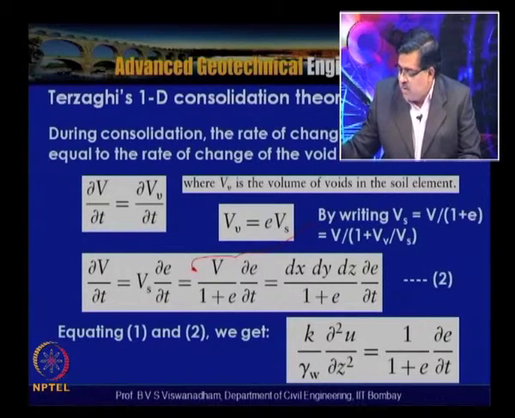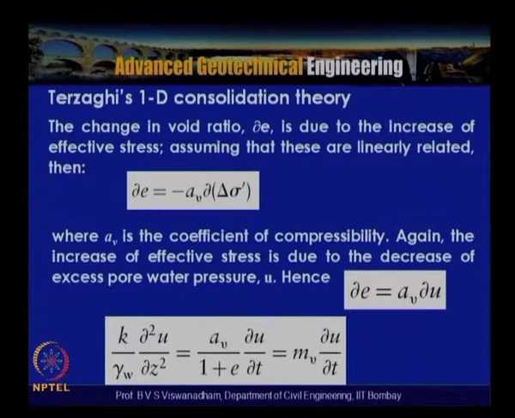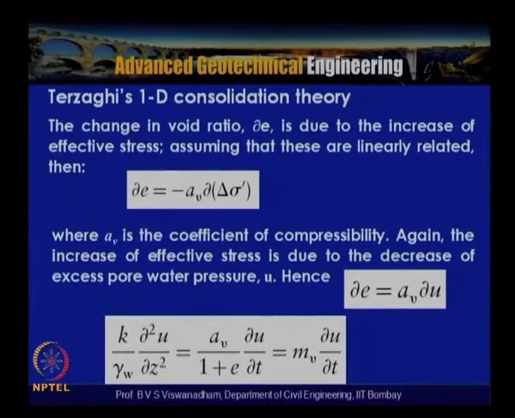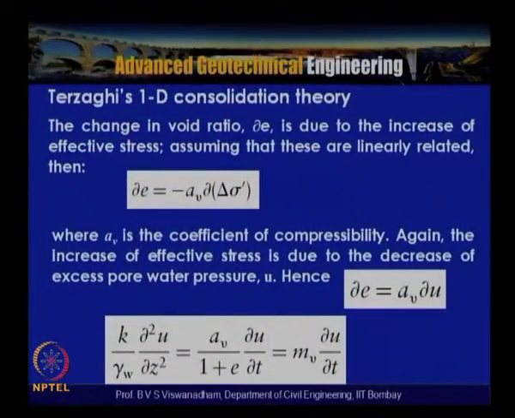Now further, the change in void ratio ∂e is due to the increase in the effective stress. That is, the reduction in the void ratio when it goes from e0 to say e1 is due to the increase in the effective stress, and we also have to note that the increase in effective stress is preceded by the decrease in the excess pore water pressure. So assuming that they are linearly related, we can say that ∂e is equal to minus av into ∂σ dash.